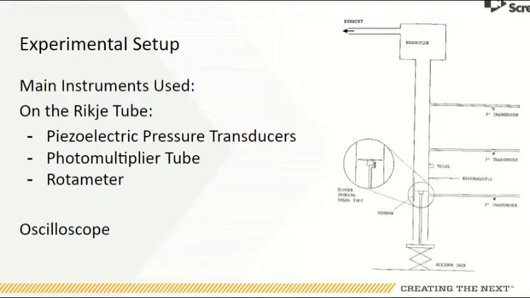The experimental setup used, shown by the diagram on the right, consists of 3 narrow tubes with piezoelectric pressure transducers attached to them. This is to measure the pressure values at different heights of the Rijke tube. The photomultiplier tube is used to measure the wavelengths emitted in our specific range for this experiment. Also, a rotameter is used to measure the mass flow rate.